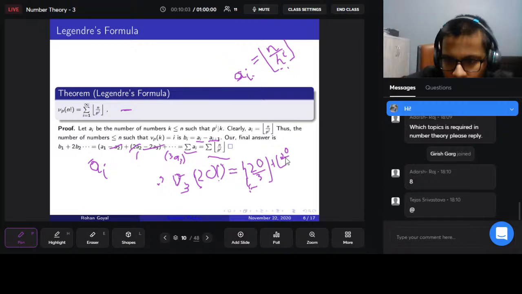Plus, all these remaining terms will be like floor of 20 by 27, which are all zeros. I'll ignore them, so plus 0. This is 6, and this is 2. So our answer is 6 plus 2, which is 8.